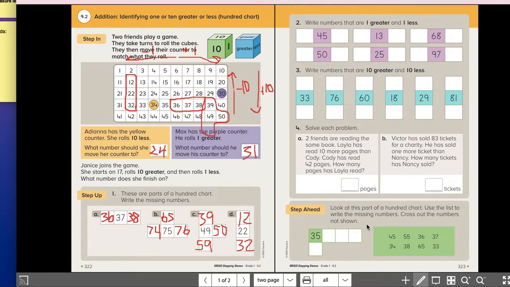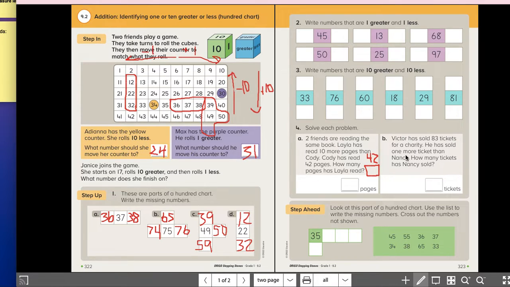So that's what you're doing today, is you're filling in the missing pieces. 1 less, 1 more, 10 less, 10 more. And then you've got 2 word problems that says 2 friends are reading the same book. Layla has read 10 more pages than Cody. Cody has read 42 pages. So how many pages has Layla read? So if he read 42 and she read 10 more, you're wanting to find the number below it. Okay, so what's 10 more than 42?